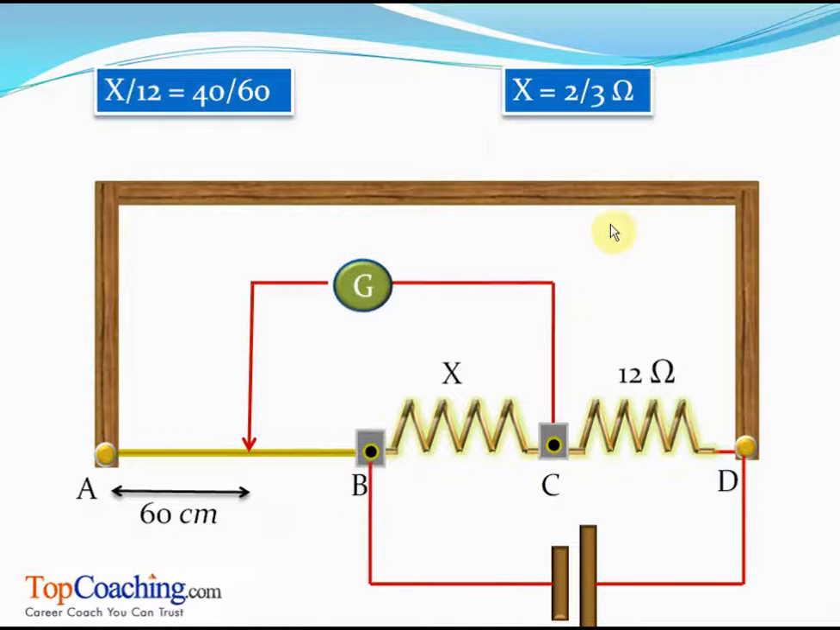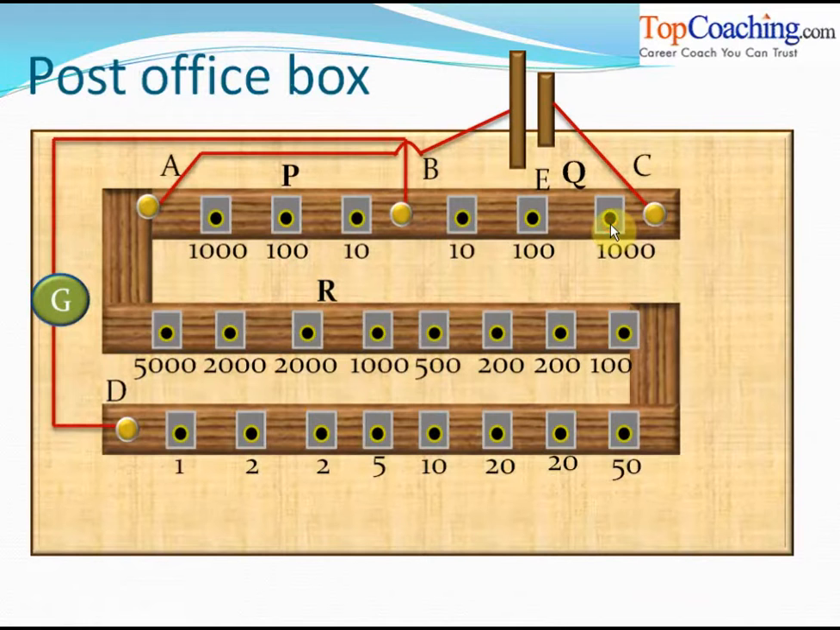Let's now move on to the next topic, post office box. The next instrument that we are going to study is the post office box. As you can see, the picture on your screen represents a post office box. Now, what is happening in this picture? As you can see, you can see so many gray squares with black circles in them. You can see P, Q, R. What is this? Actually, the post office box is just a different kind of representation of the Wheatstone bridge.